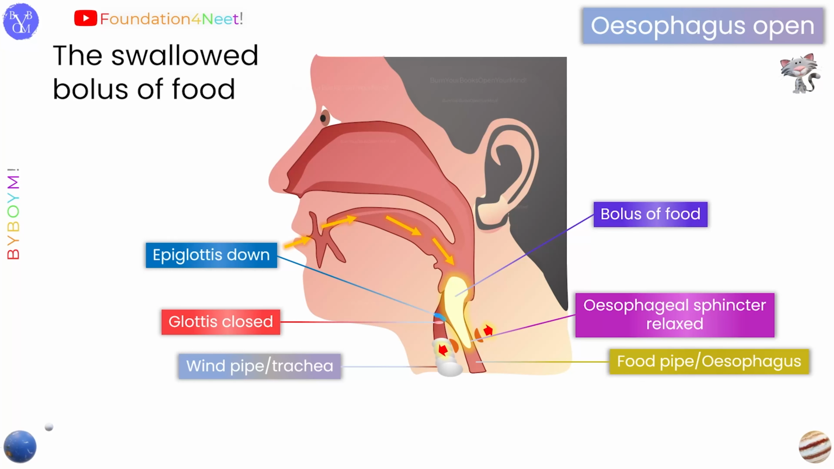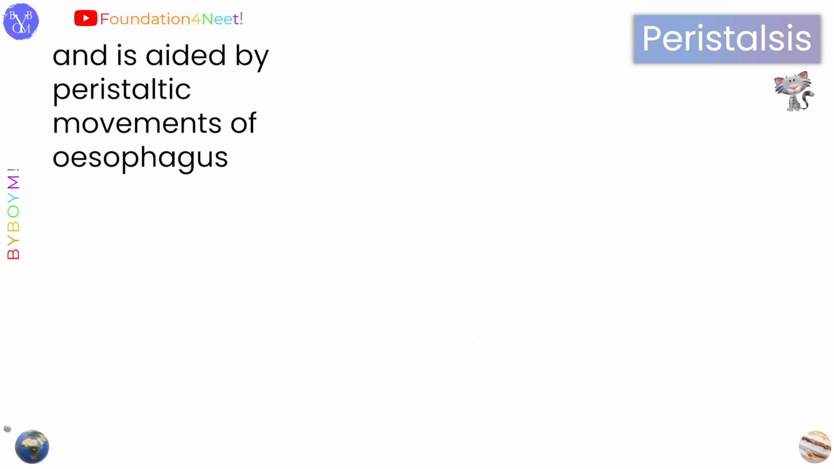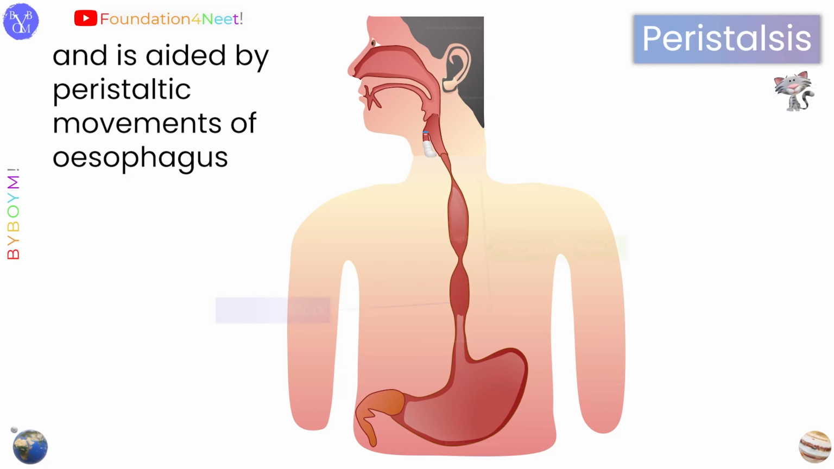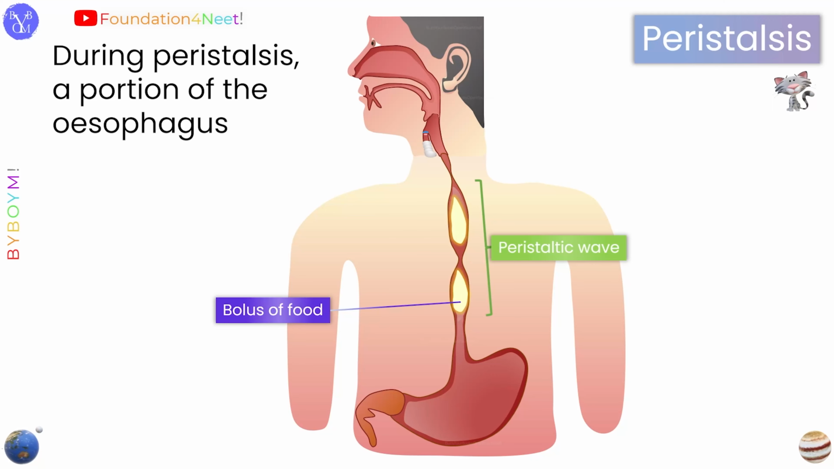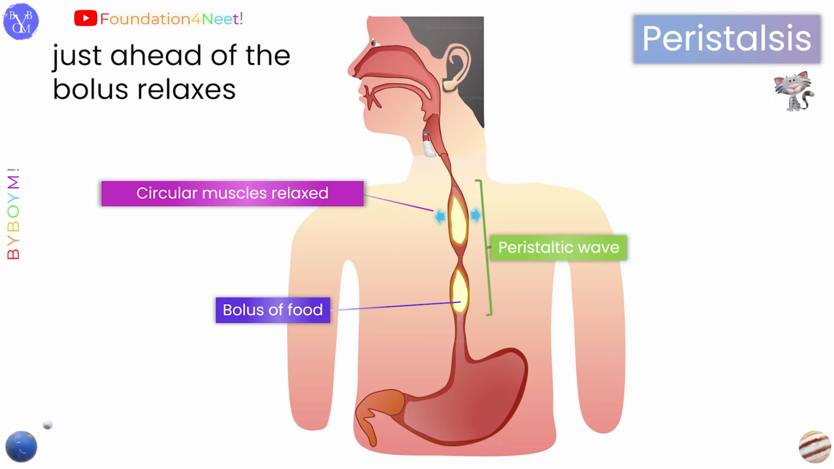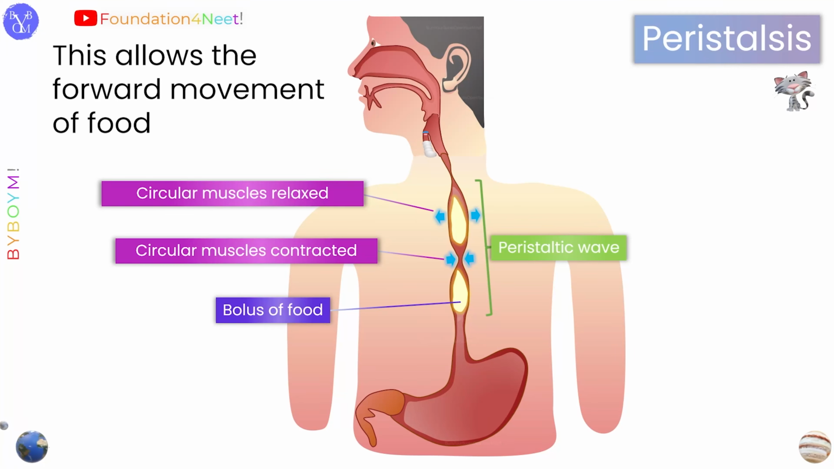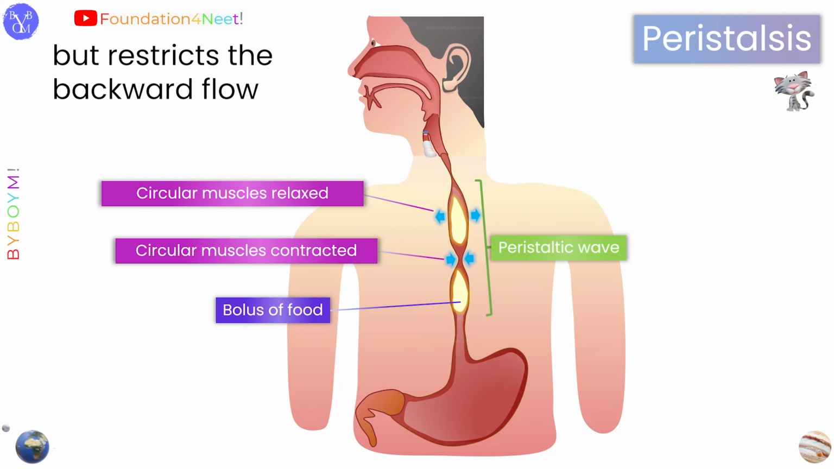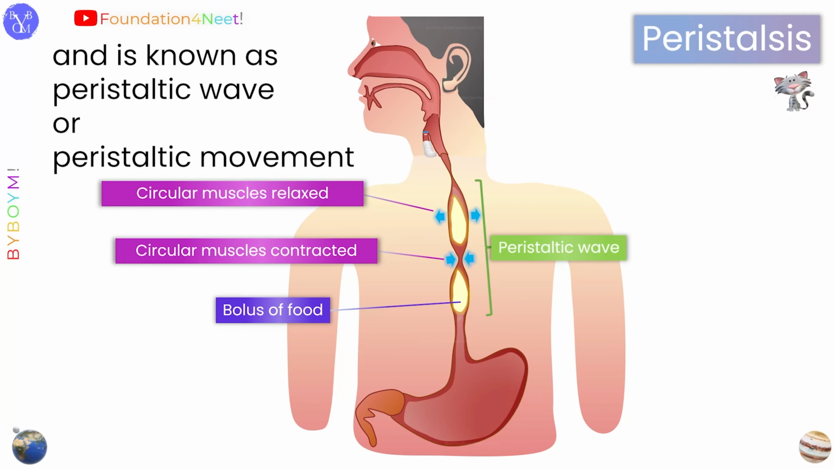The swallowed bolus of food is moved downwards to the stomach and is aided by peristaltic movements of esophagus. What are peristaltic movements? During peristalsis, a portion of the esophagus just ahead of the bolus relaxes, while the part just behind the bolus constricts. This allows the forward movement of food but restricts the backward flow. This movement occurs in waves and is known as a peristaltic wave or peristaltic movement.